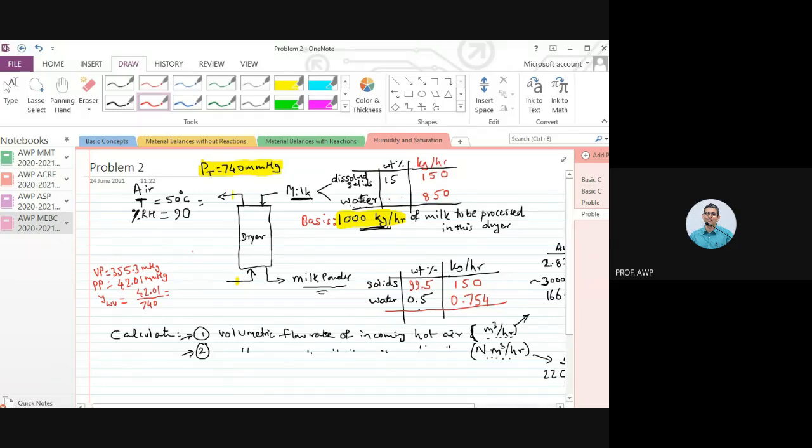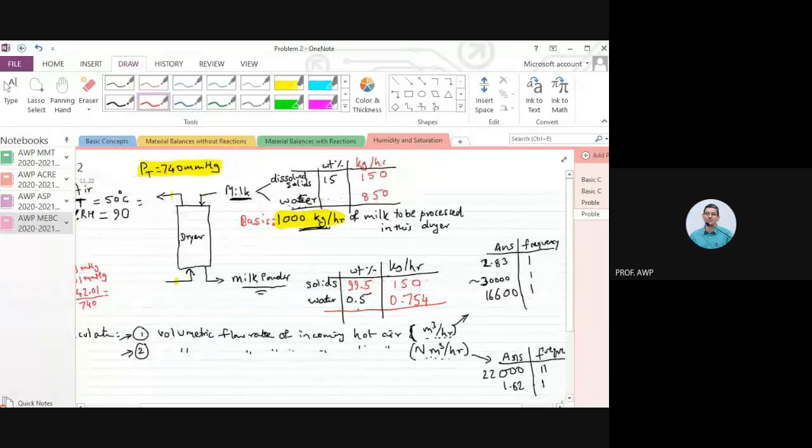Sahil, have you solved or not solved? Sir, I'm doing it. Up to here you have done, or no? But now you have to do 42.01 divided by 740. Sir, actually my answers got flipped. Actually, the upper one should be lower and the lower one should be upper. Okay, that's okay.